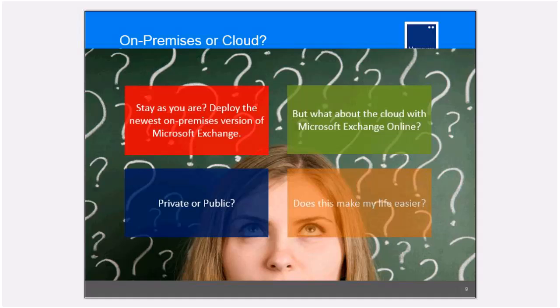And finally, well, a key question is, does this make my life easier? And the easiest way to take that on is, well, engage with a partner. Engage with a partner that's actually done this journey numerous times, one that probably has experience of on-premises and cloud-based solutions and knows the challenges in transitioning between the two.